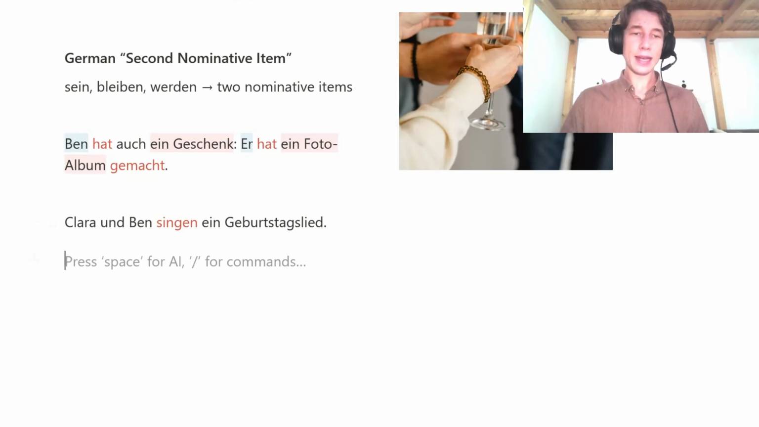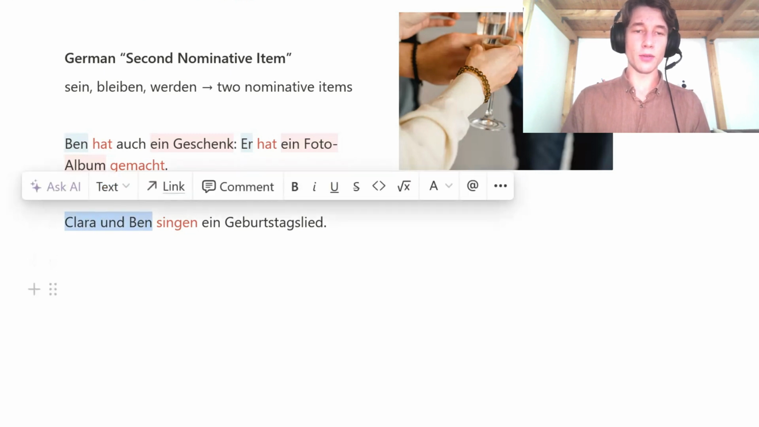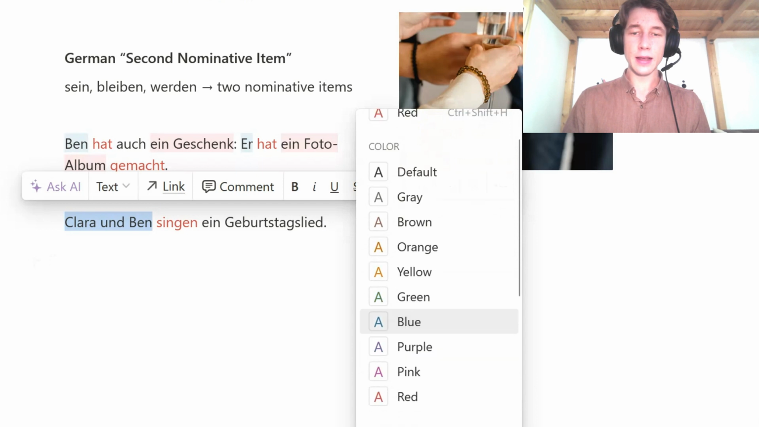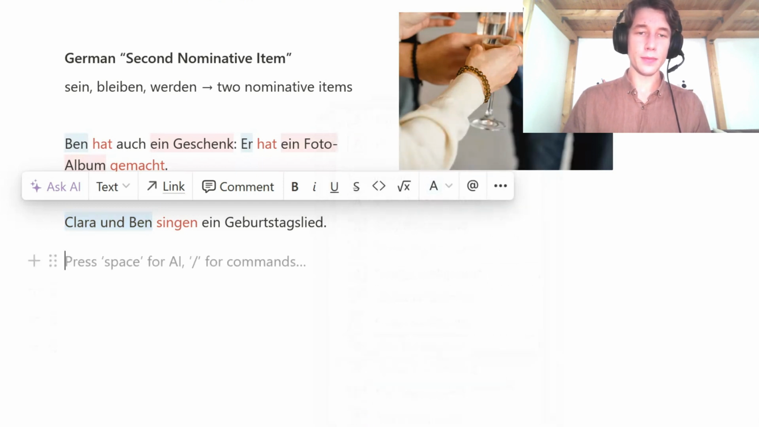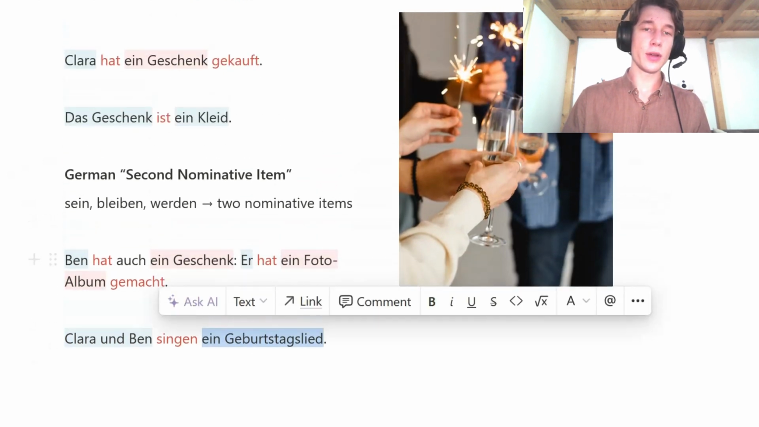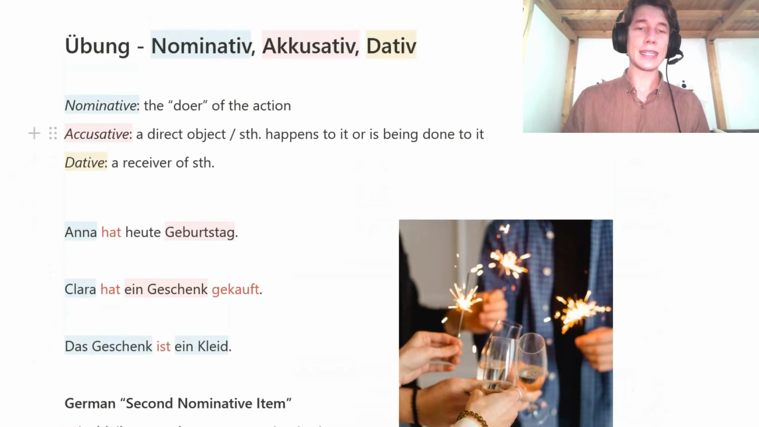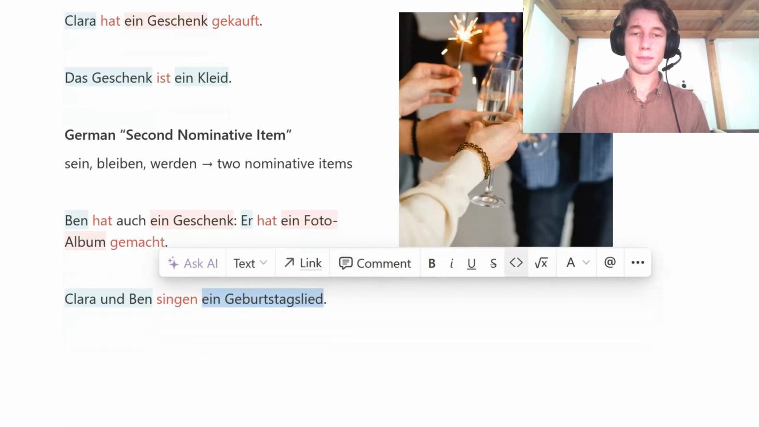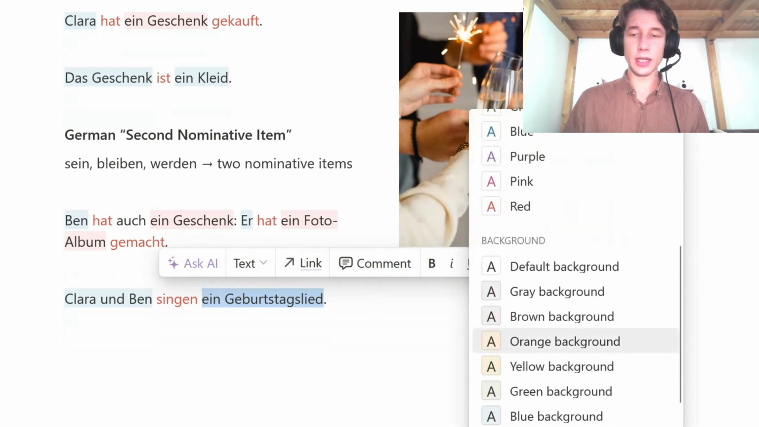So Clara and Ben are the people who are doing something, right? Because they're the ones who are singing. They're the doers. In other words, they are nominativ. And then ein Geburtstagslied. What could this be? It's not doing anything. No, it's getting sung. So it's a direct object.